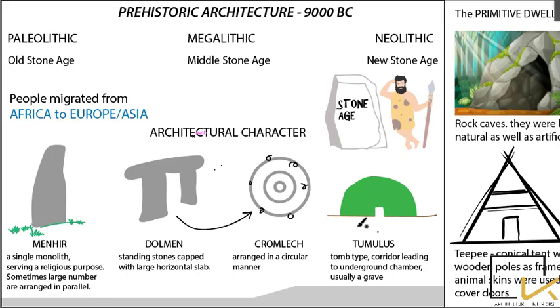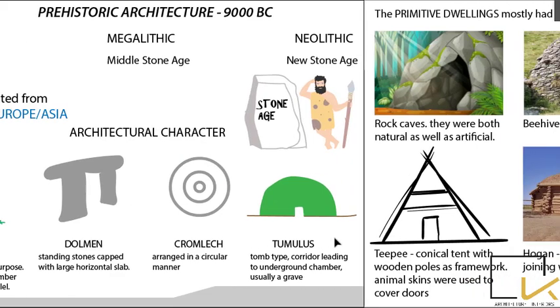The fourth one is a tumulus, and the plural is tumuli. A tumulus is a dome type structure where a corridor leads to an underground chamber. A tumulus was usually a grave at that time. People were buried here, and death was so respected at that time that they created structures like this.